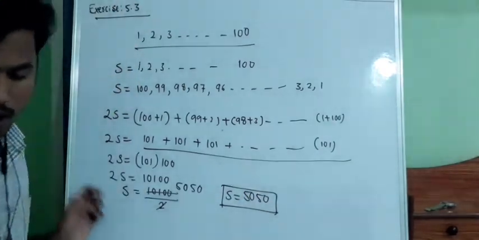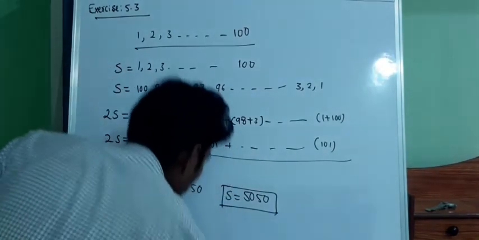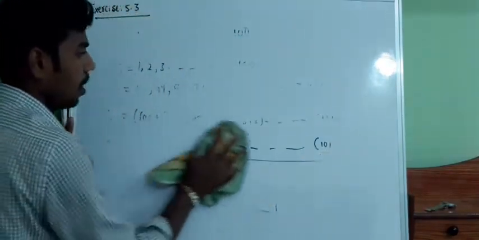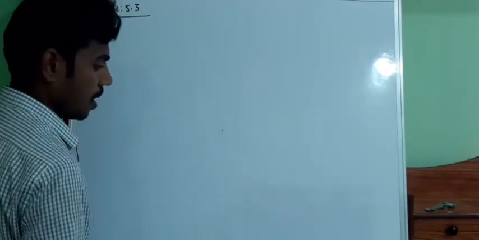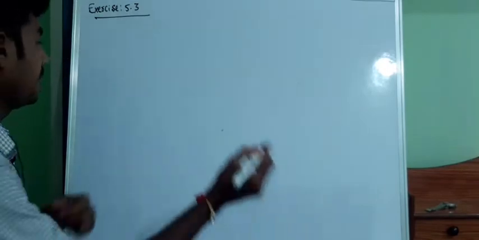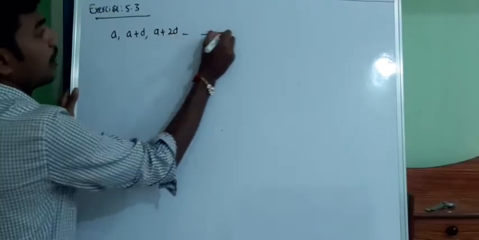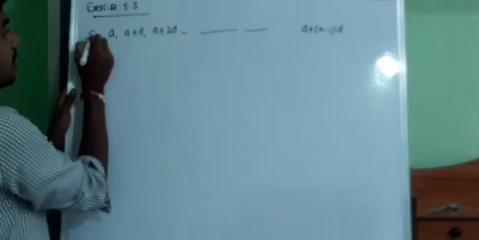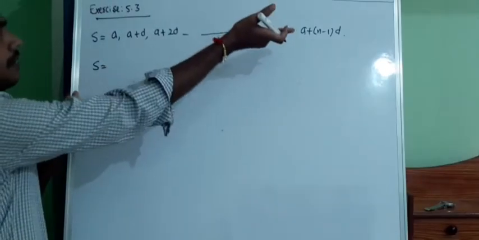Now I am going to make use of the same thing to find the sum of a series in an arithmetic progression. How am I going to do that? What is the generalized form of an AP? That is a, a plus d, a plus 2d, till a plus (n minus 1) into d. I will call it series 1. Next I will reverse the same series. The last term will become the first term and the first term will become the last term.